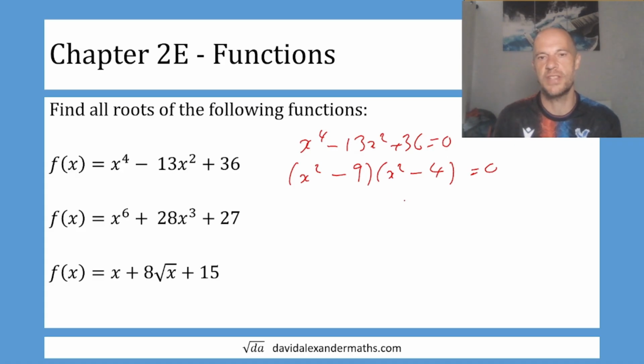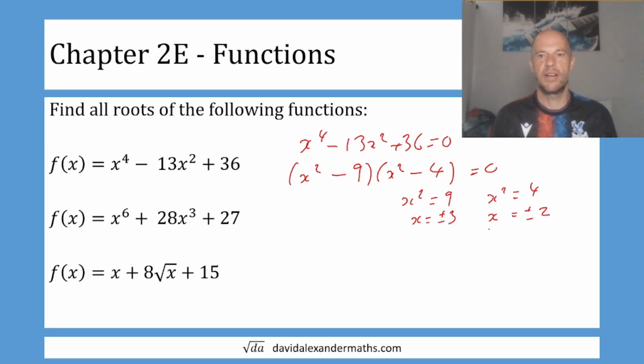So what this means is that x squared minus 9 equals 0, in which case x squared is 9, and from this bracket x squared is positive 4, so therefore x is plus or minus 3 and x is plus or minus 2. So there are 4 roots: plus 3, minus 3, plus 2 and minus 2. Okay, so the hard thing with this one is recognising that this is a disguised quadratic. Because 2 is half of 4, well, that's how I see it anyway.